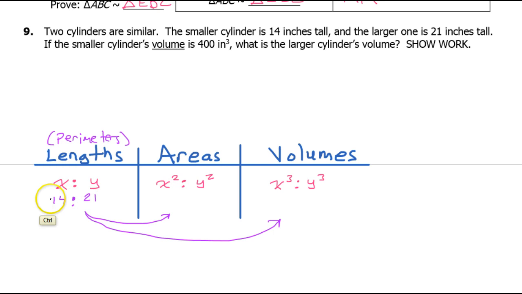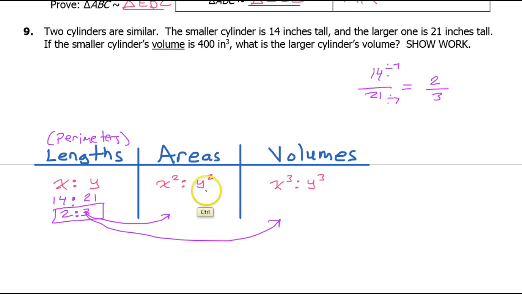However, it would be much more convenient to reduce this. If you think of the ratio as a fraction, like 14 over 21, and we need to reduce this, you might notice that both of these are divisible by 7. So that's going to give you 2 to 3. So that's really the ratio that you're going to end up using. The ratio of lengths is 2 to 3.